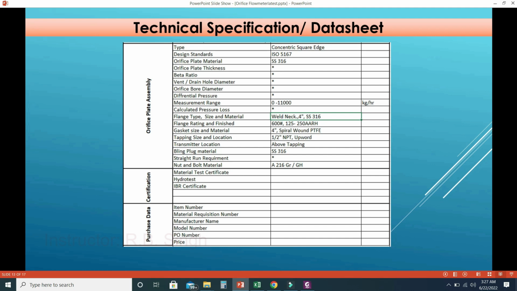Calculated pressure loss is the calculated value. So all the star values depend on the sizing. As per the sizing, whatever value we receive, we have to put here.